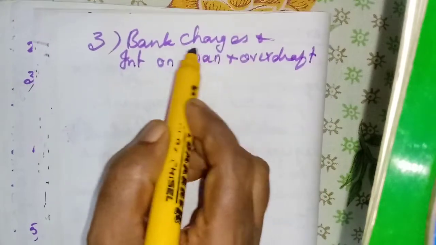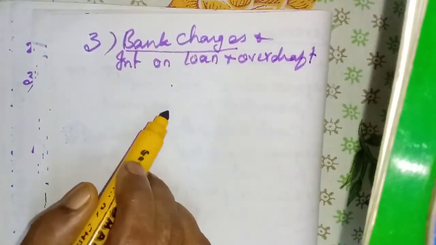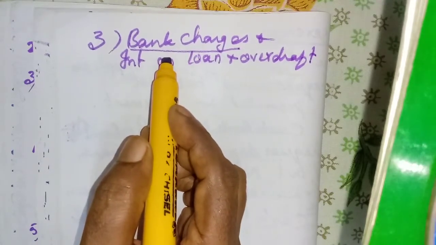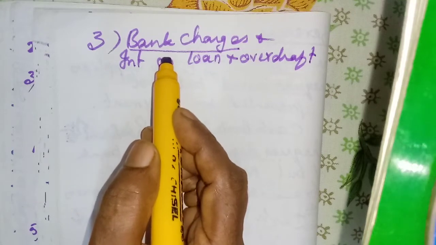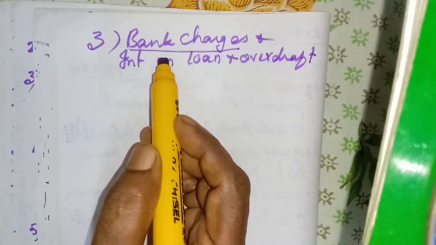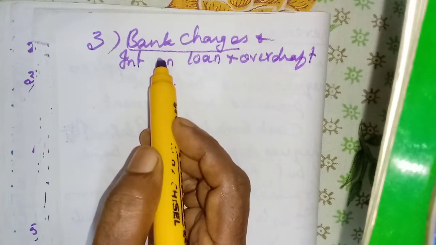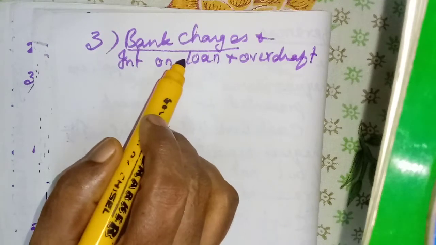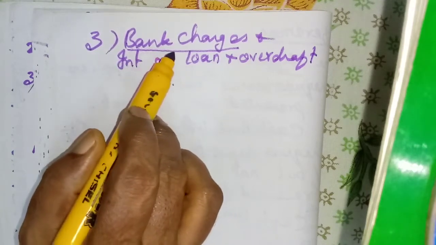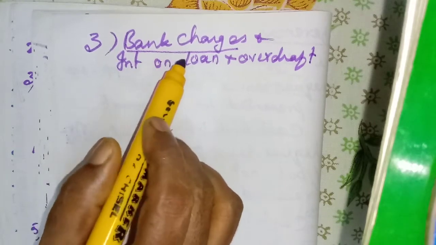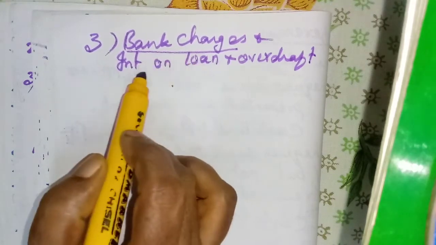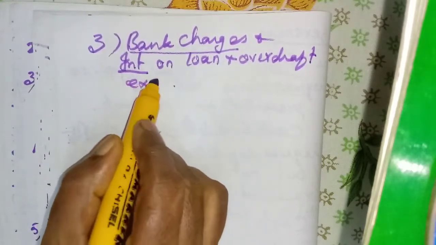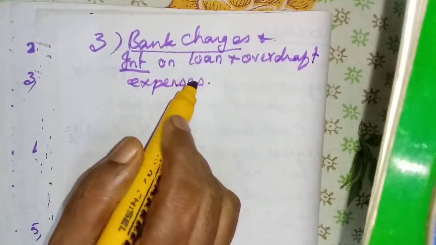For this they will charge. The expense is called bank charges, because the bank is doing many services for us. It is collecting the amount, keeping the money, sending the checks for collection, and honoring many checks. So it does many services for the customers. For all these services they will charge some amount as bank charges. So this will be charged by the bank, or interest on loan or interest on overdraft. All these are expenses for the firm.